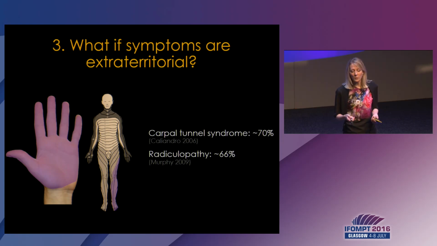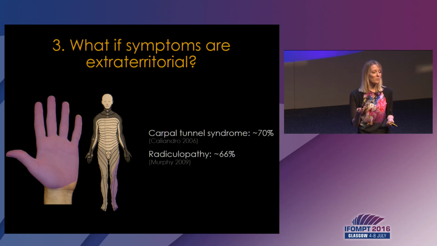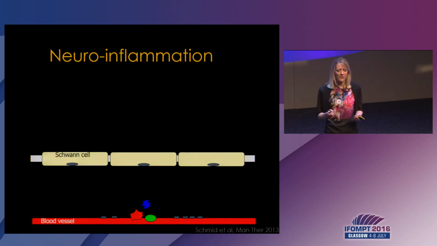Nowadays, we know that up to 70% of patients with carpal tunnel syndrome have, for example, symptoms affecting the whole hand. And in patients with lumbar and cervical radiculopathy, it's actually two-thirds. So that means the majority of patients do not have a dermatomal pattern. So what might cause this spread of symptoms?